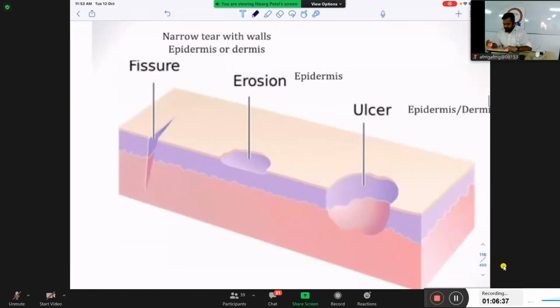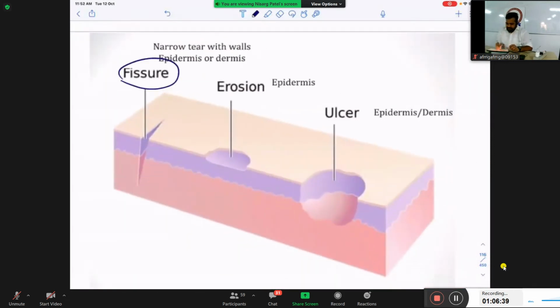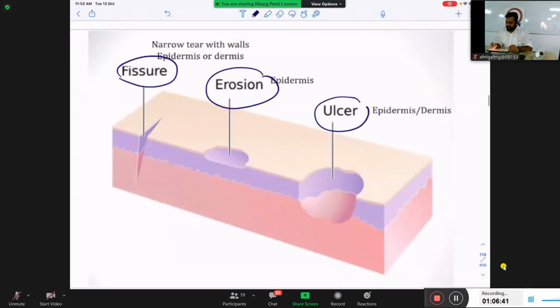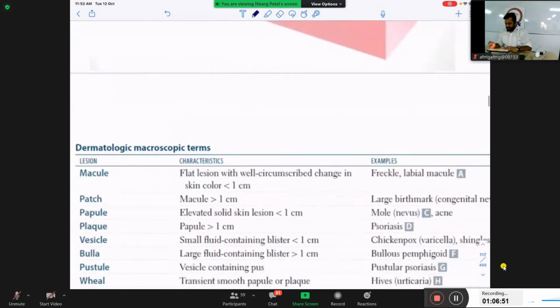I will show you the photo. So fissure, erosion and the ulcer. What is the difference? Fissure is a cut through the epidermis and dermis. Erosion mainly involves the epidermis. Ulcer can involve both epidermis and dermis.